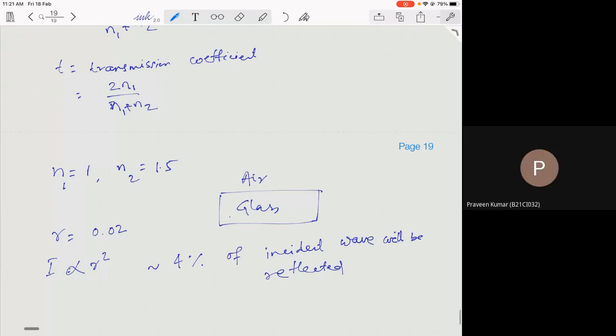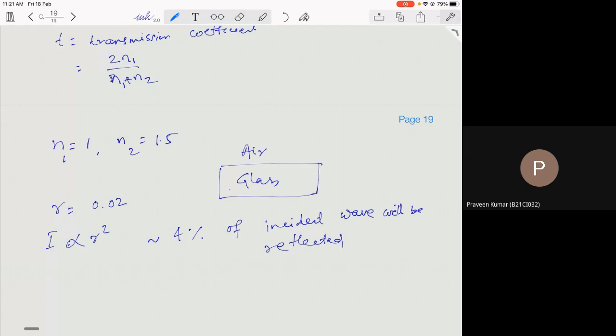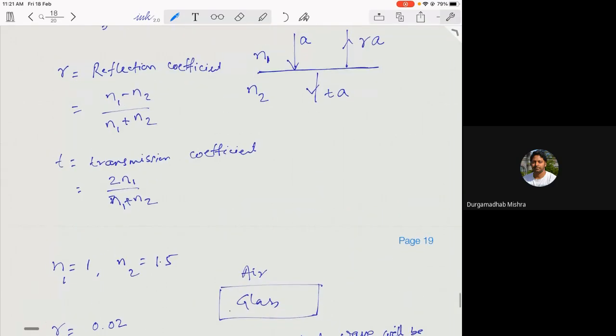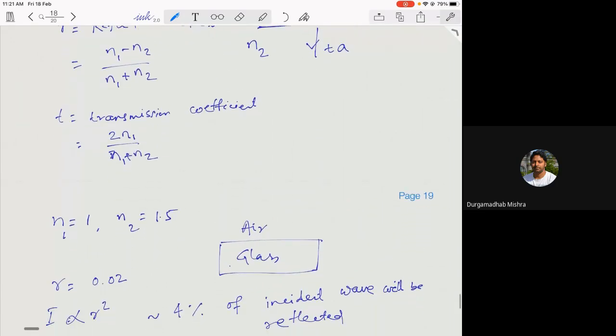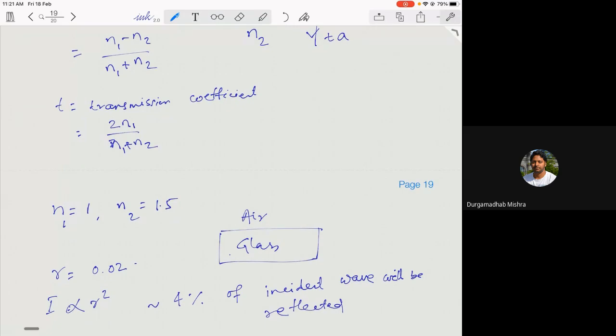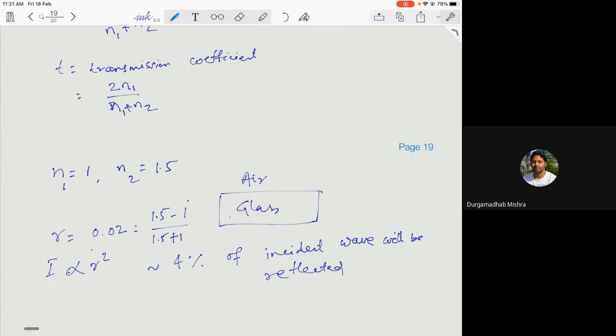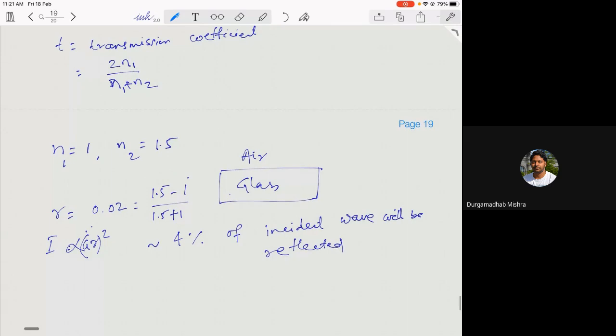Sir, how did we get R equal to 0.02? Oh, we substituted here. We know N1 and N2, so R is 1.5 minus 1 divided by 1.5 plus 1. The intensity will be this amplitude squared, R square. So if you calculate this, this is the number you will get.